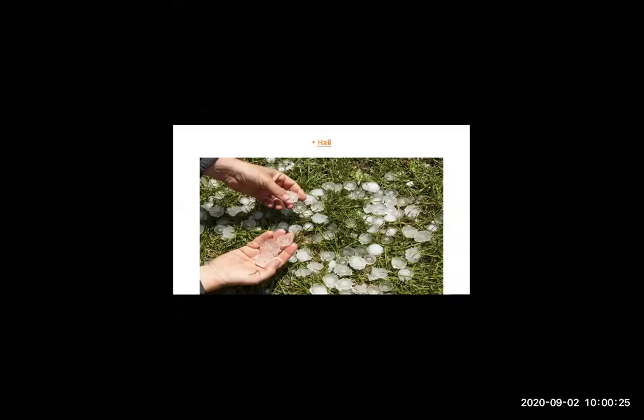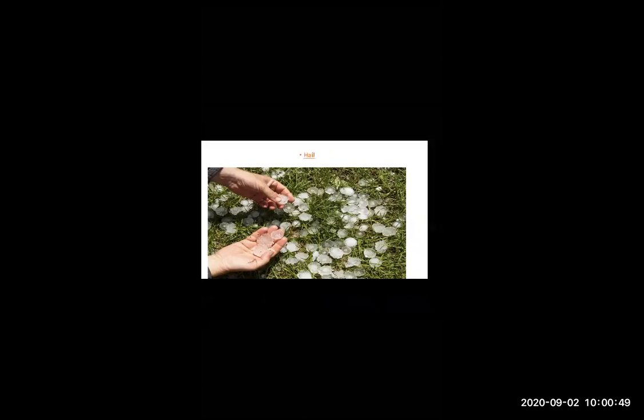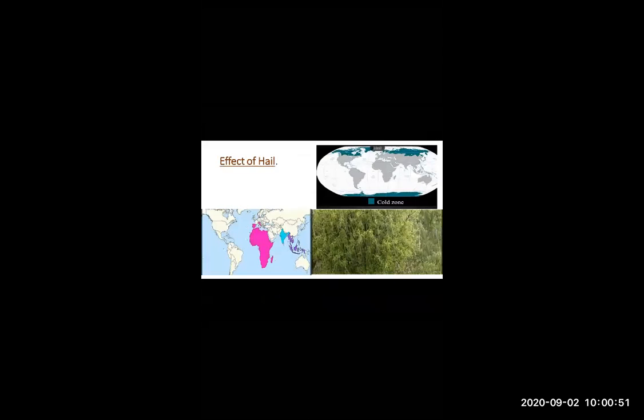Okay, Manju. So because of water droplets, when the water droplets come to a higher altitude, at that time hailstones are formed. Hailstones are formed. And because of hailstones, so many things happen. Because of hailstones, what things happen?